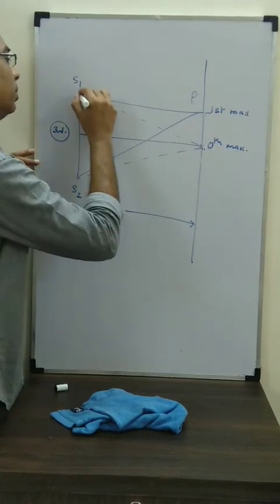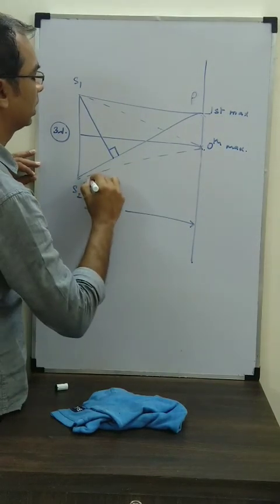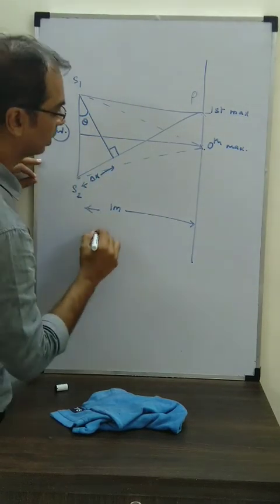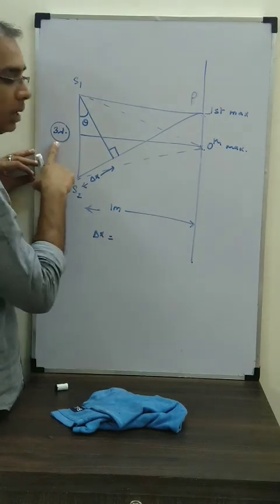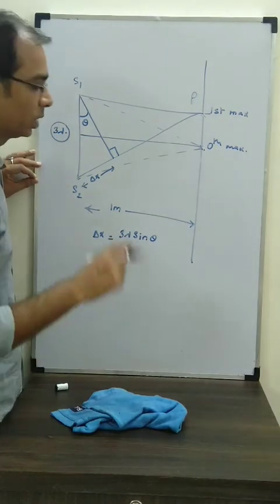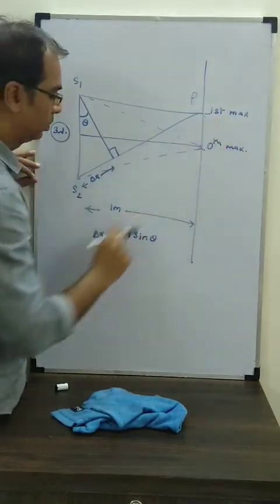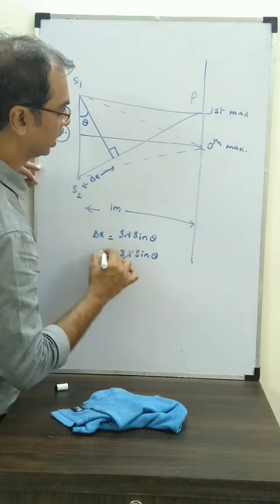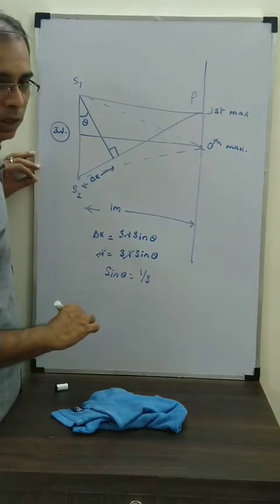And if I drop a perpendicular on this one, this is the path difference, and I am going to take this angle as theta, then delta x, you should be remembering it as d sin theta. What is d? 3 lambda. 3 lambda sin theta. Okay, what are we finding? The first maximum. For the first maximum, what should be the path difference? Lambda. Put here, lambda equal to 3 lambda sin theta. Lambda gets cancelled. Sin theta equal to 1 by 3. Okay, that much is over.